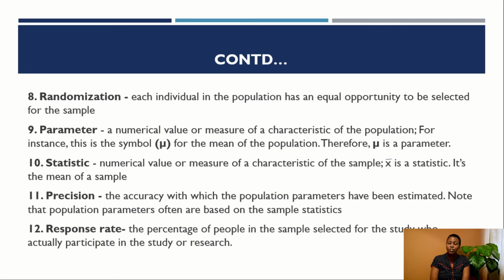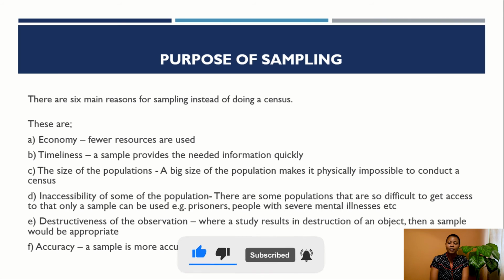Precision. Precision means the accuracy with which the population parameters have been estimated. Remember, we use the findings from the sample to make inferences regarding the population. Therefore, how accurate we are in determining the population parameters is what we call precision. Then finally, we look at response rate. Response rate refers to the percentage of people in the sample who have been selected for the study, but who actually participated in the study or in the research.